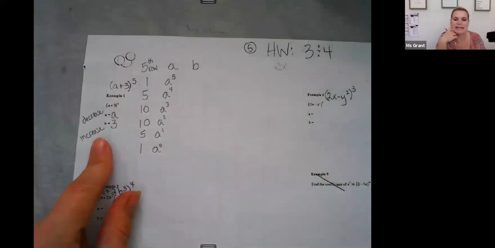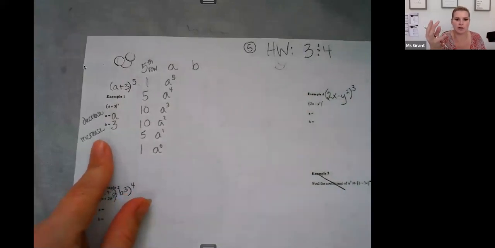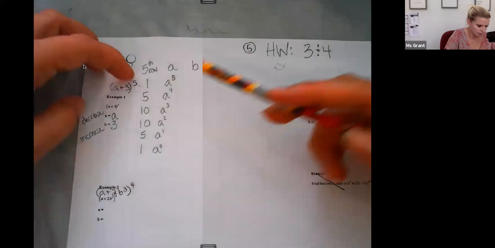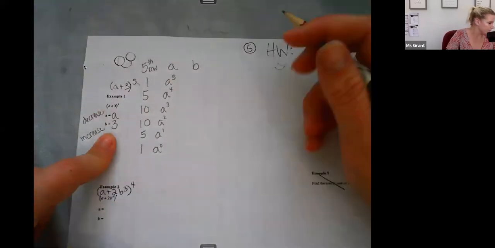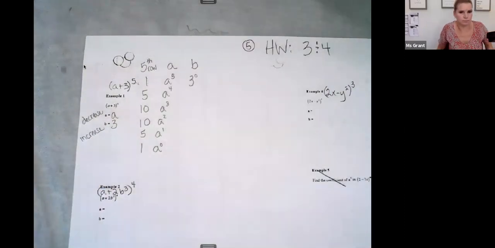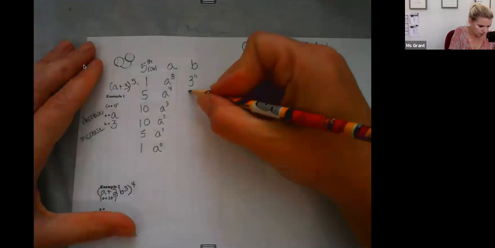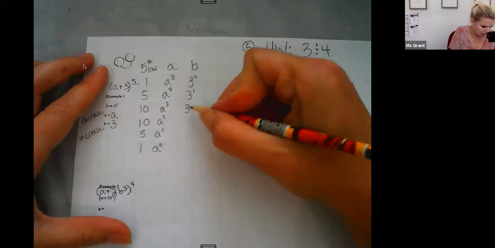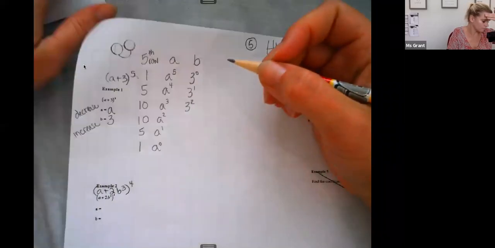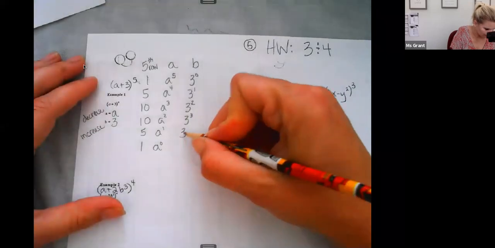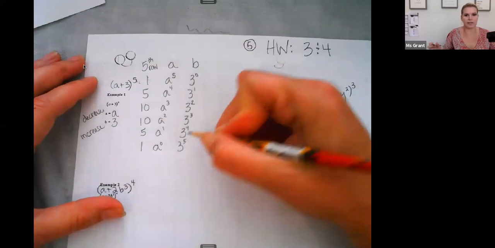Okay, my B's. The B values increase, so the exponent increases from 0, from nothing, all the way up to, what are we trying to find? The 5th. B has a value of 3. 3 to the 0. 3 to the first, and I keep them all lined up in rows. 3 squared. 3 to the third. 3 to the fourth. 3 to the fifth.